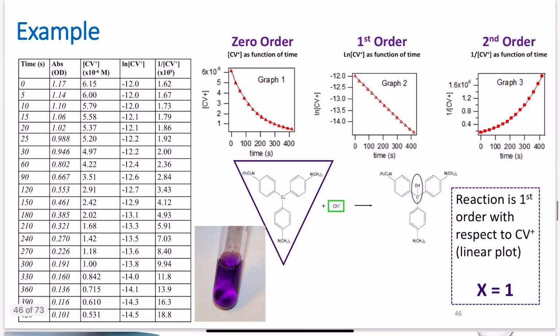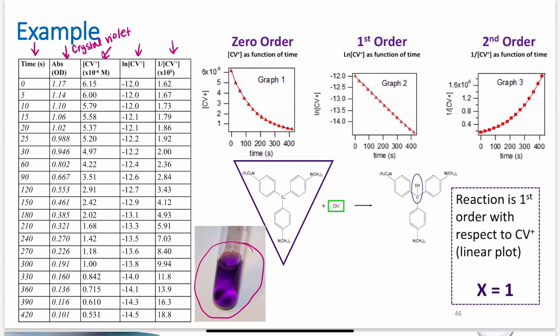Here's an example of how this actually looks with some experimental data. Crystal violet is a common dye that we use to show students what a first order reaction would look like. What we do is we take this dye and we react it with sodium hydroxide. The sodium hydroxide disrupts the conjugation of the bonds and therefore destroys the color of the compound. It's no longer purple. We see here in the graphs we have time, absorbance. This is absorbance of crystal violet. We've got crystal violet concentration, the natural log of the crystal violet concentration, and 1 over crystal violet concentration.